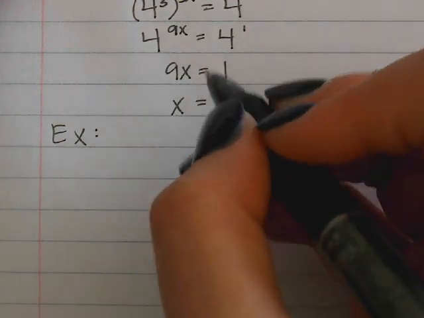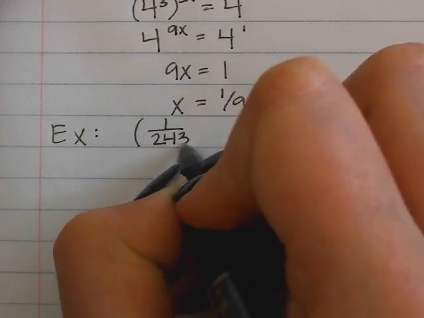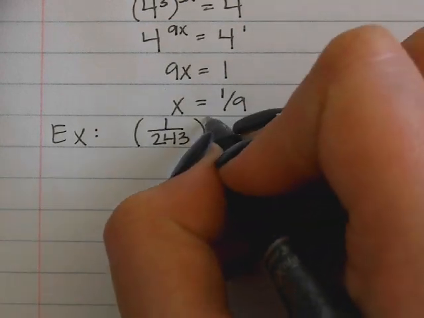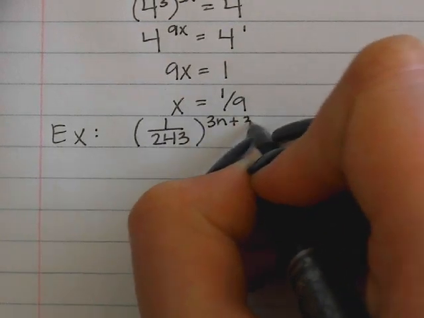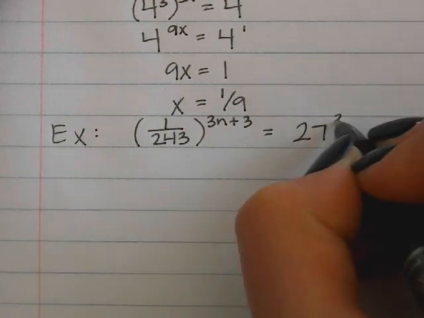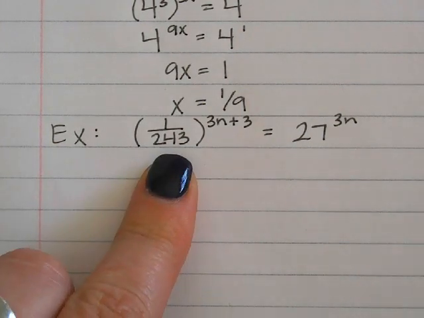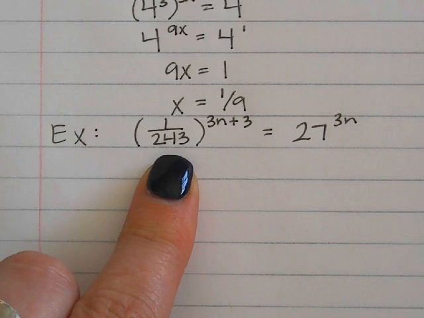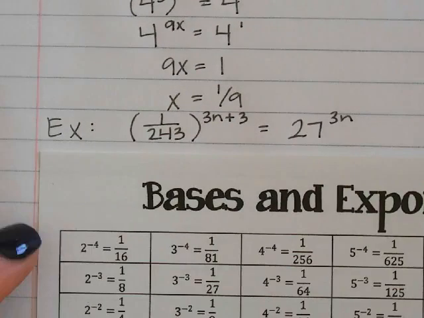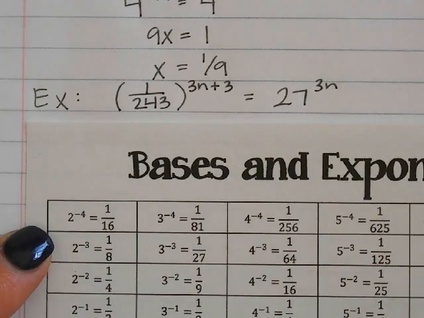All right, let's do another one. So here we're going to have 1 over 243 to the 3n plus 3, and that's going to equal 27 to the 3n. So a lot of students will be scared whenever they see a problem with a fraction in it, but all the fraction means, when you look at this little sheet, is that you have a negative exponent. That's all that it means. It doesn't mean anything scary.